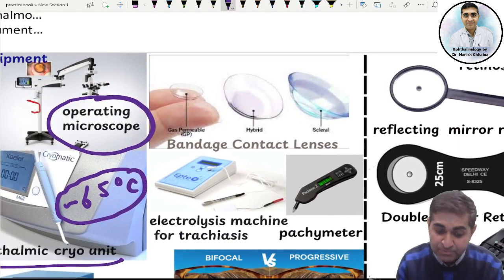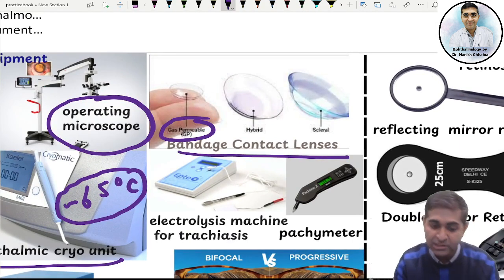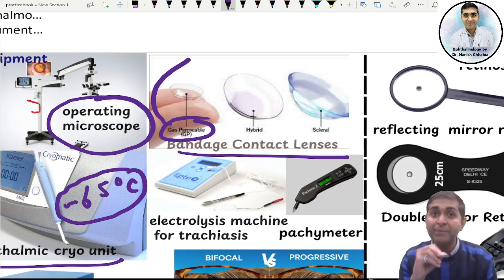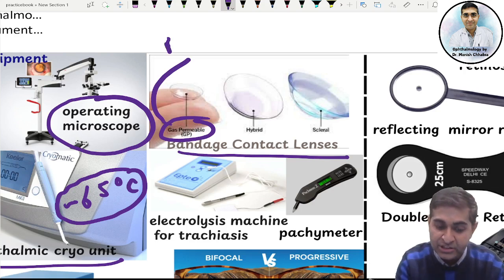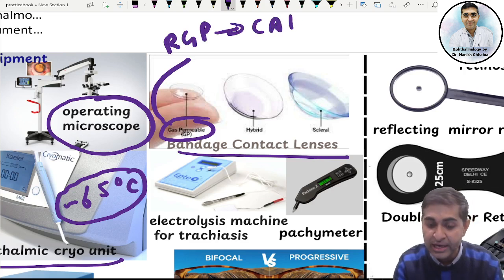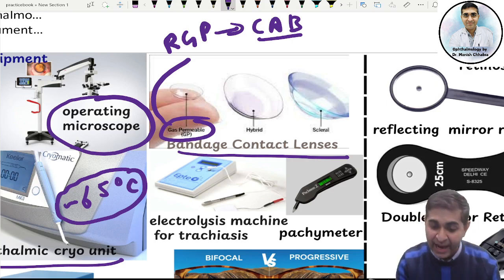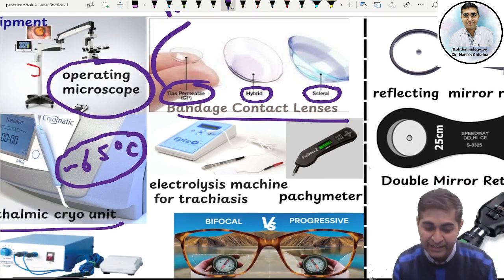Then gas permeable contact lenses. I am talking of contact lenses now, gas permeable. The commonly used gas permeable contact lenses are RGP, rigid gas permeable. It is made up of CAB, which is cellulose acetate butyrate. And there are hybrid contact lenses. Similarly, there are scleral contact lenses.